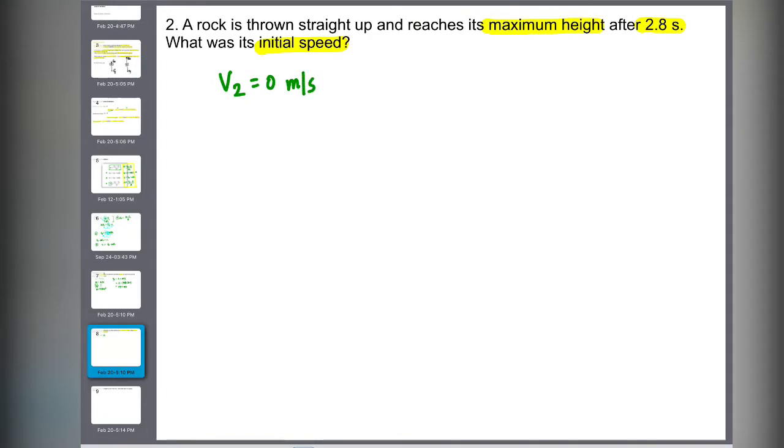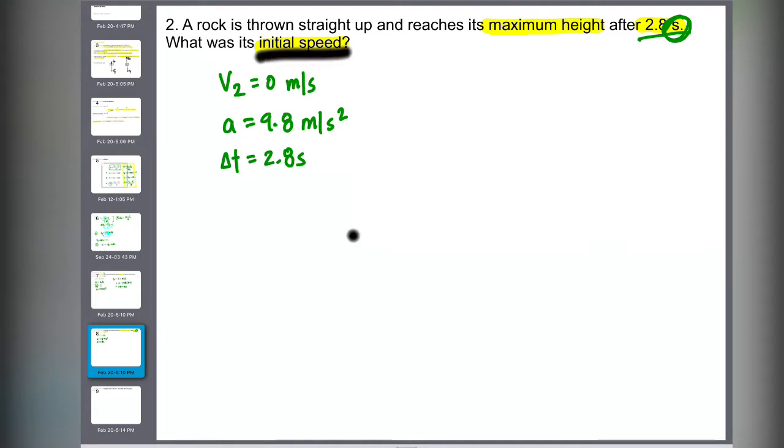Okay, so that means they gave us V2 is 0. I won't be able to tell you on the test. That means you need to either remember it or have it written out for you, right? A is 9.8. I won't tell you that, I won't hint you. Remember what we said? I can't do that anymore, okay? And then the time is 2.8. Are you okay that 2.8 seconds means the time? Always look at the unit. That will tell you what the variable is.